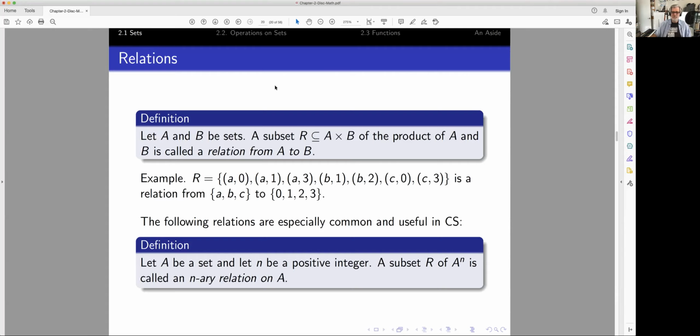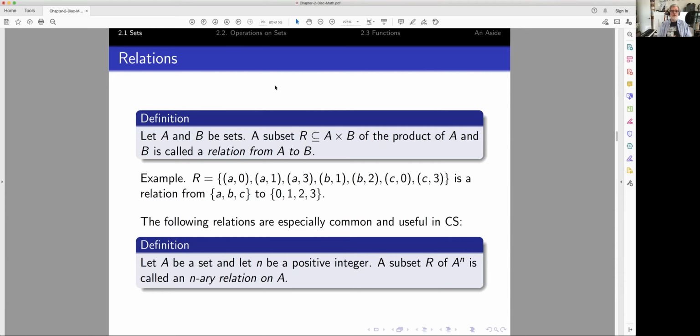Well, simple. If I have 2 sets, A and B, a subset of A times B, that's what we call a relation from A to B. Okay, so any subset, here I called it R, of A times B is what we call a relation from A to B. So it's a bunch of pairs where the first entry is from A and the second entry is from B. That's what a relation from A to B is.